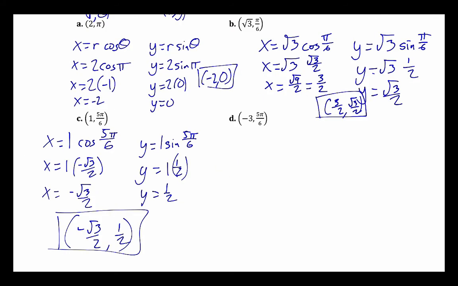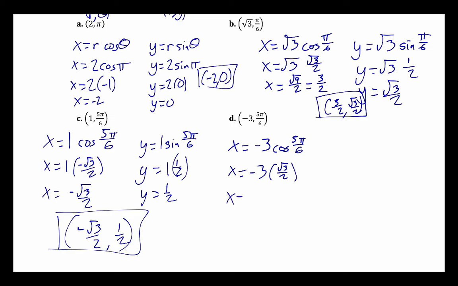If you didn't pause between B and C, pause so you can try between C and D to see if you can do D all by yourself. And I'm going to again pretend that you paused. We got x equals negative 3, our r value, times the cosine of 5 pi over 6. I feel like we just did that, which we did. We got negative 3 times the square root of 3 over 2.